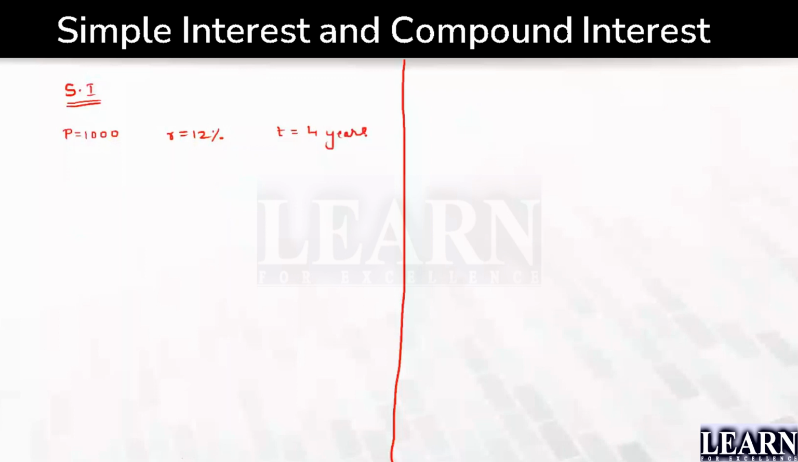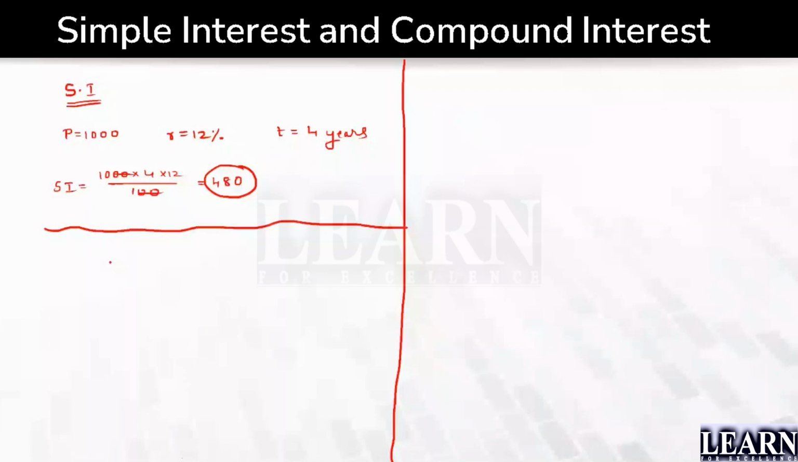Please look into this. What is the interest here? Simple interest, PTR by 100, 1000 into 4 into 12 divided by 100. So can I say 48, and 480 is the answer? 480 is the answer. Now, I don't want you guys to go with this thing. Please understand with respect to the percentage. Okay, so now look here. I'm going to take out the percentage.